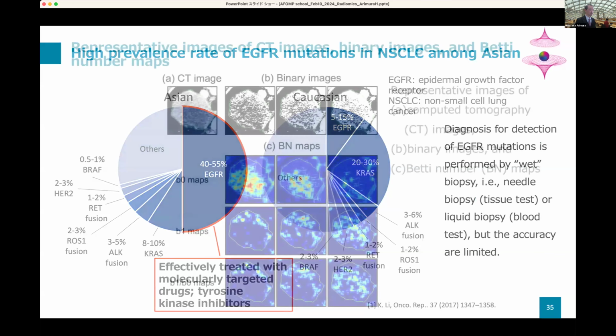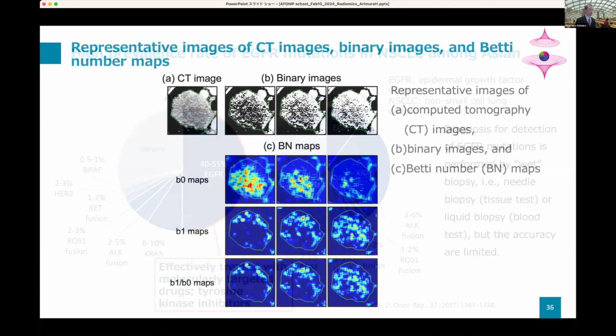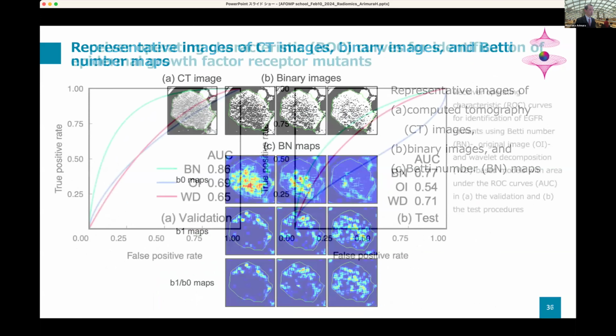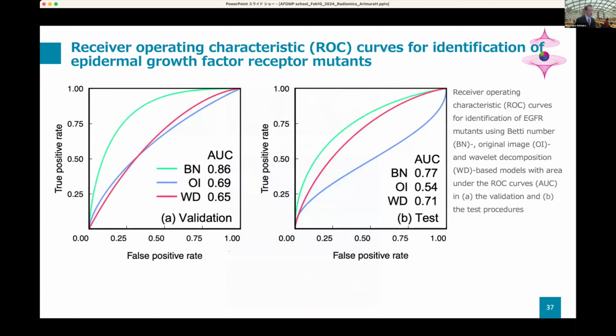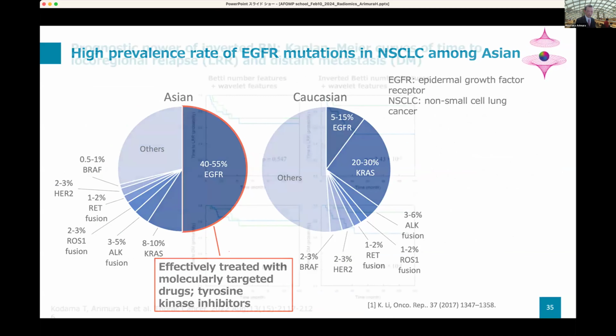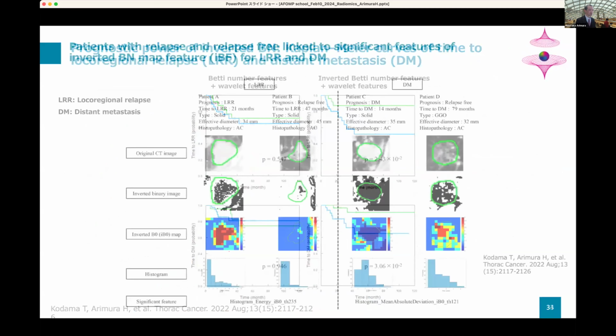Then we calculated the batch number map like this. And we have a very nice result, AUC of, sorry, this is the test. Here is the test, 0.77, from batch number to detect EGFR mutation. And go back to, oh my God, I'd like to skip, sorry.